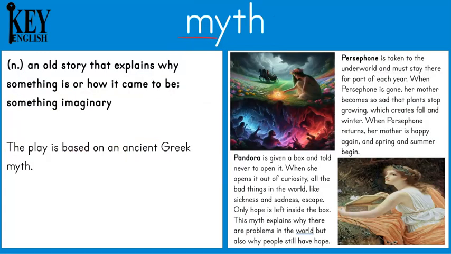Our next word is myth. Myth is a noun, and a myth is an old story that explains why something is or how it came to be. And it's usually something imaginary. So myths are stories that people told long, long ago to explain the world. They usually include gods or heroes or some kind of magical events.